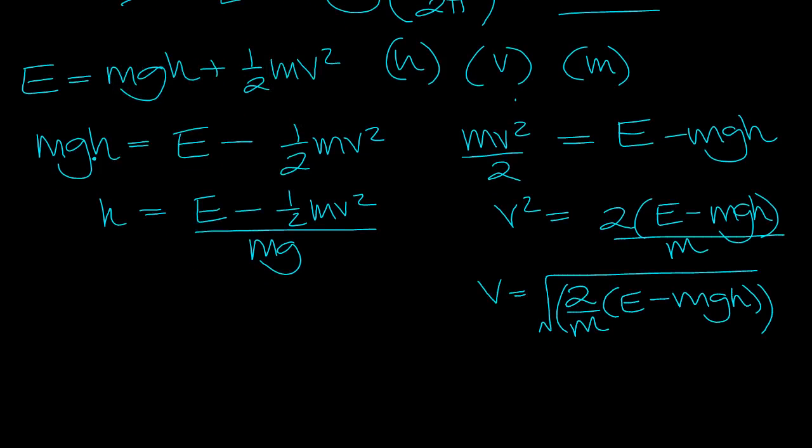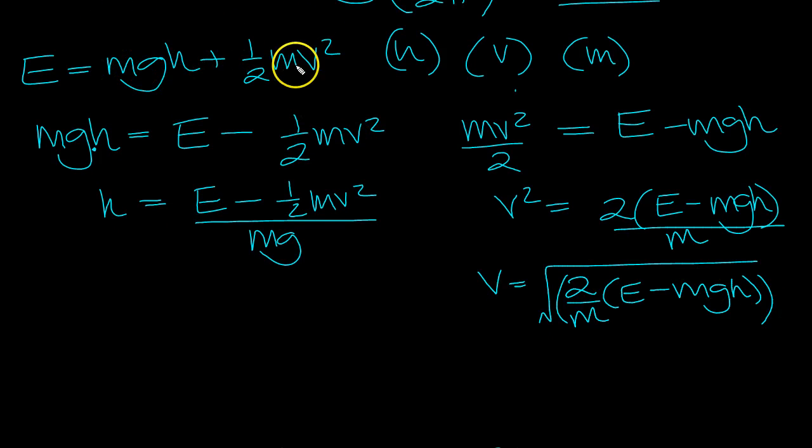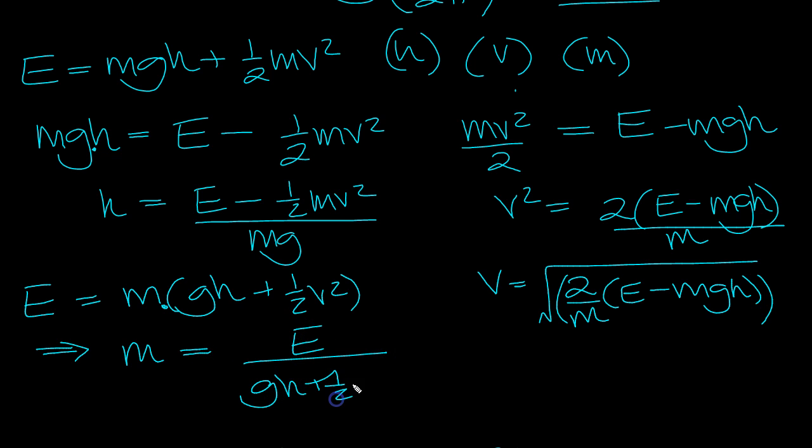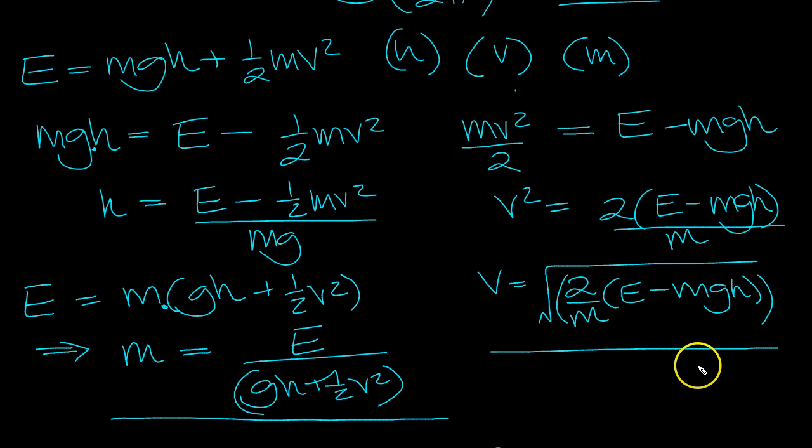Now rearrange for m. Now if you see here, there's an m common in a bracket. So let's take that out. E is equal to m. Then it would be gh in the bracket plus half v squared. And now it's easy to see that we can move the bracket down from times to divide. E over gh plus half v squared. So I've just moved that down underneath.